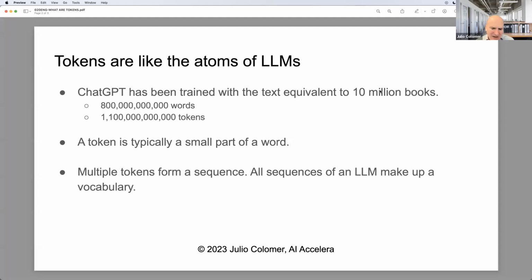Instead of using words as a unit, in the LLMs we use tokens. Tokens are smaller pieces. Usually one word is composed of many tokens, right? In some cases, if the word is very small, it may be just one token, but usually one word is two or three tokens altogether.